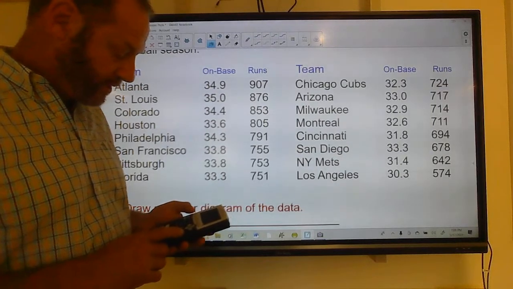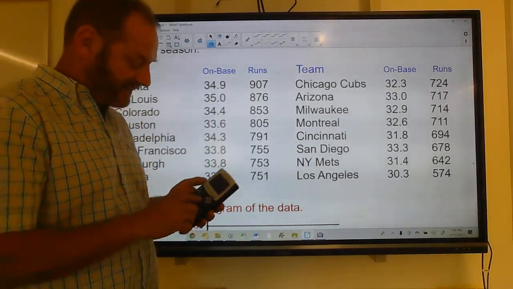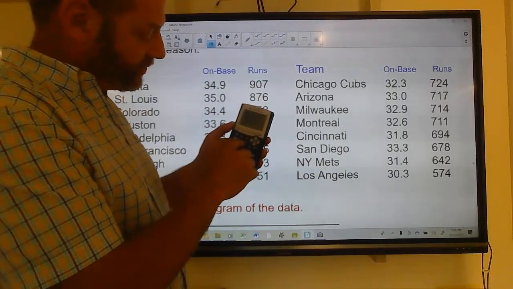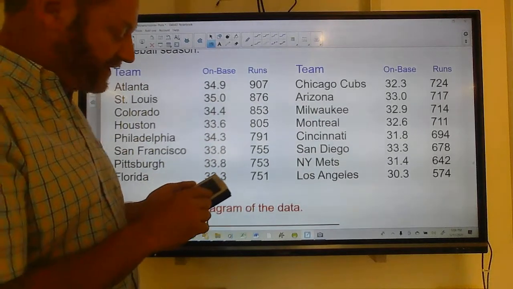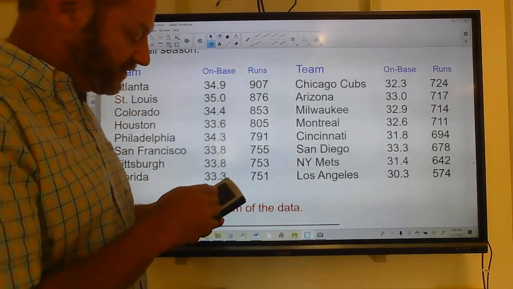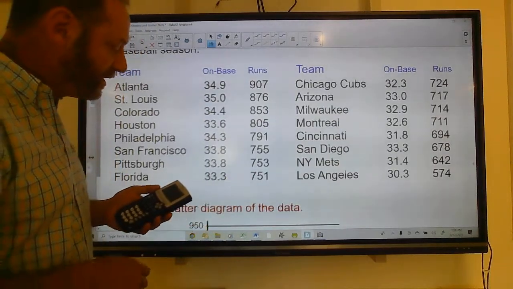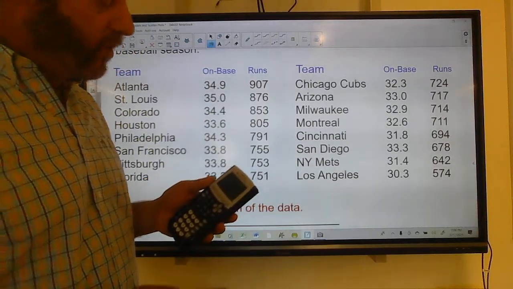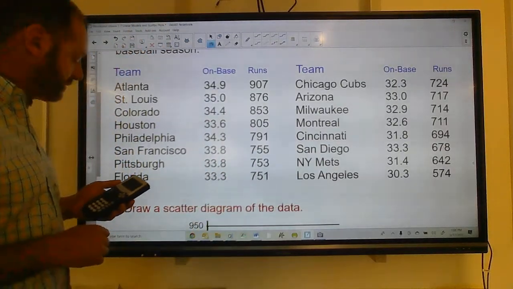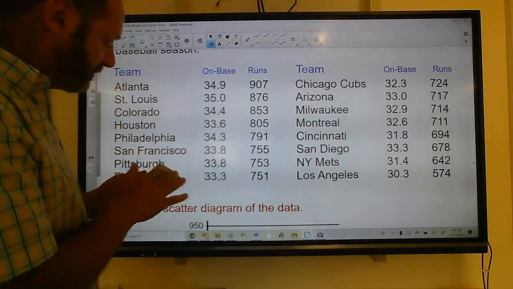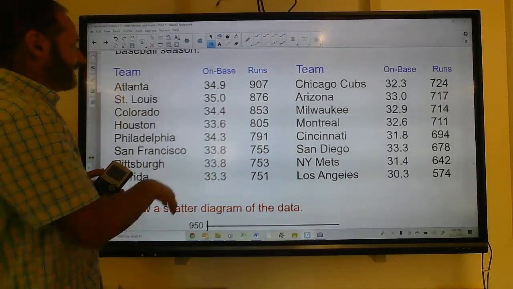Now, the next thing you're going to do is push your stat key. It's 2 over to the right from your green alpha key, and it's going to come up and say edit, calculate, tests, and you're going to stay in edit. The first one says edit, so hit enter. And you want to make sure you're in L1. So you've got these lists, you want to be in L1. If you're not, arrow over there. There should be no data in there because you've cleared the list. And we're going to put our X's in there.